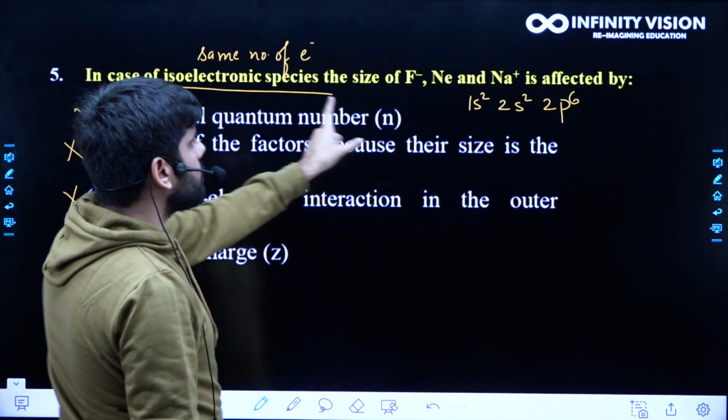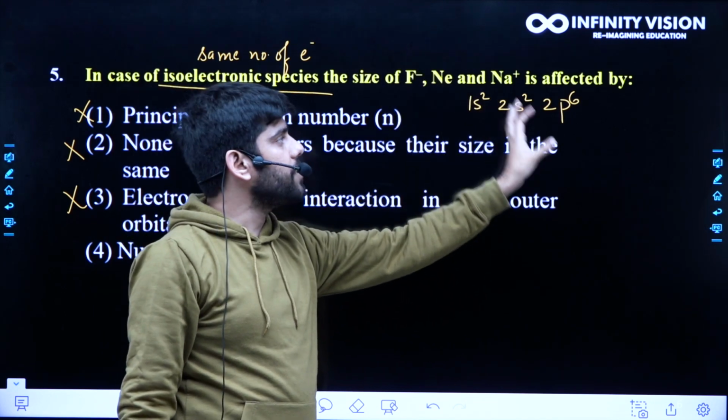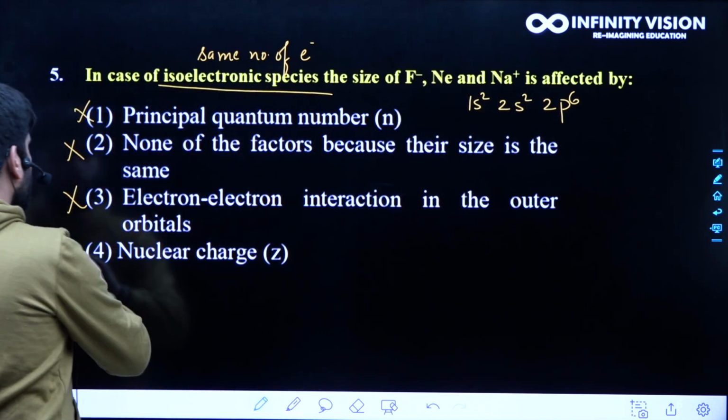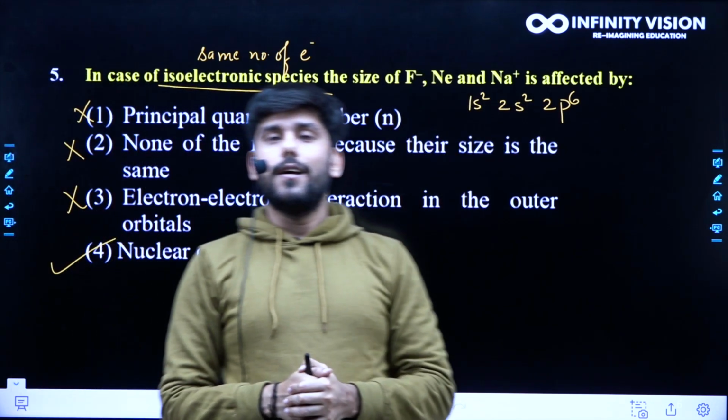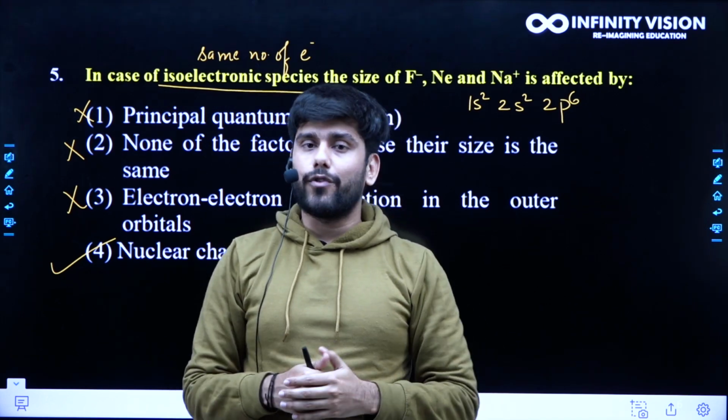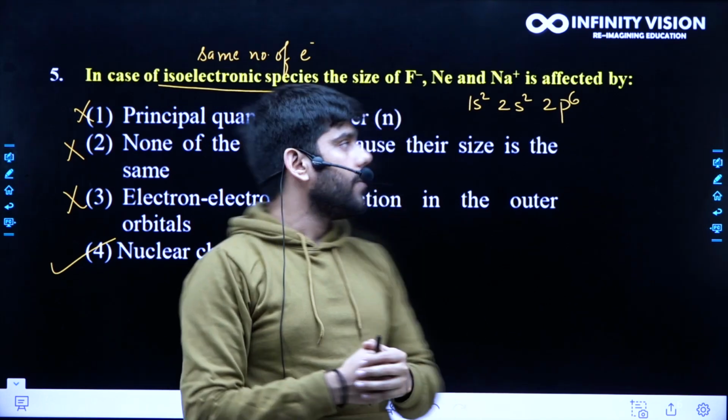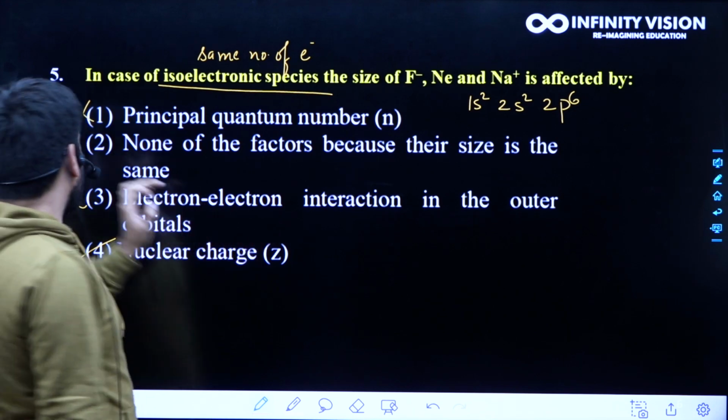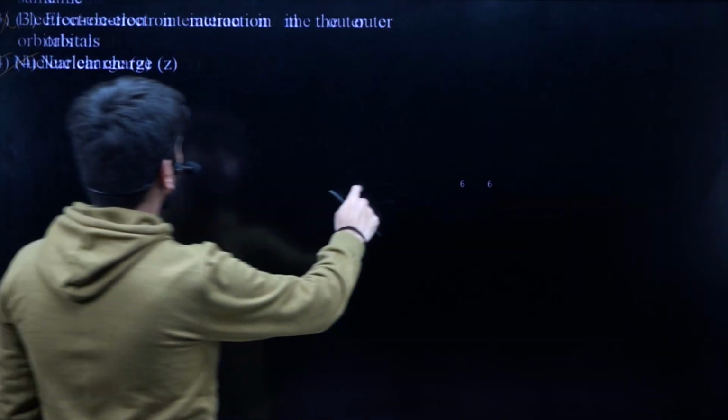And nuclear charge, the size of these isoelectronic species is affected by, yes, the nuclear charge. The fourth is the right answer. Like I said, they have the same number of electrons, but the nuclear charge is different, right? I hope this is clear. Okay, let us move to the next question.